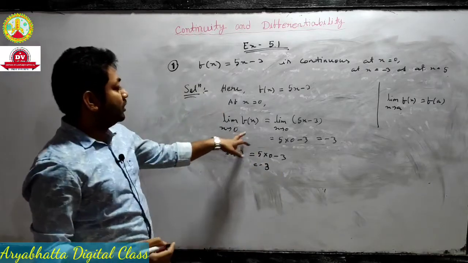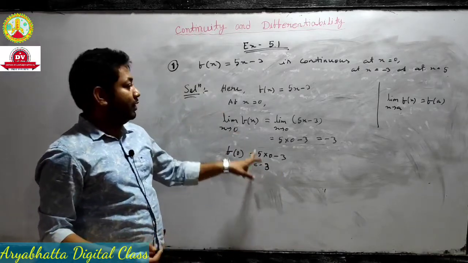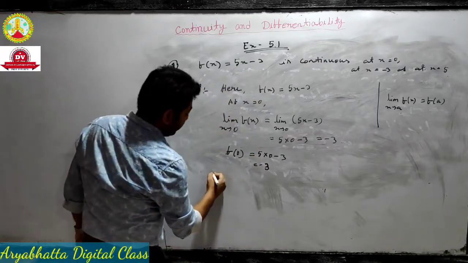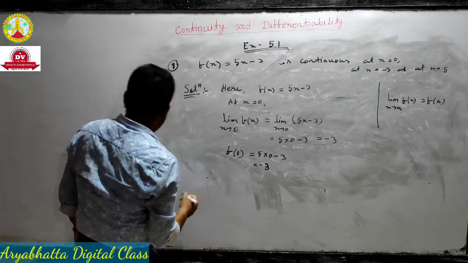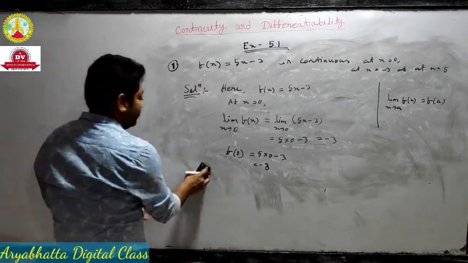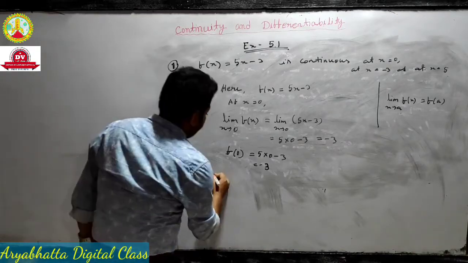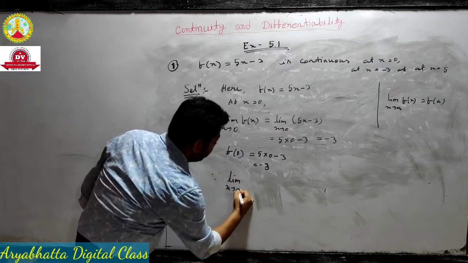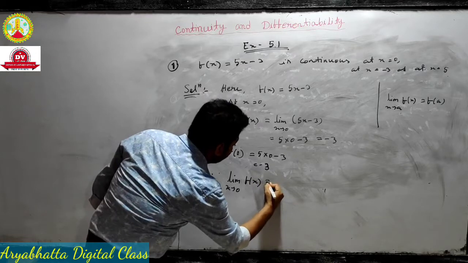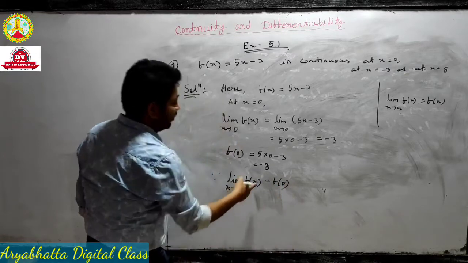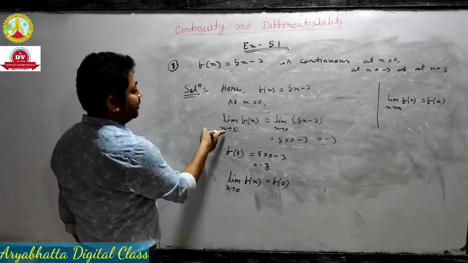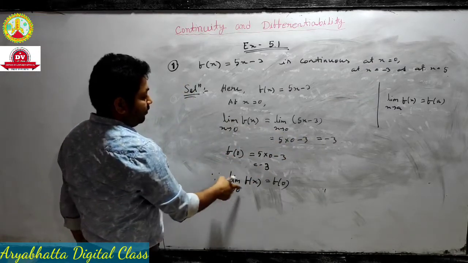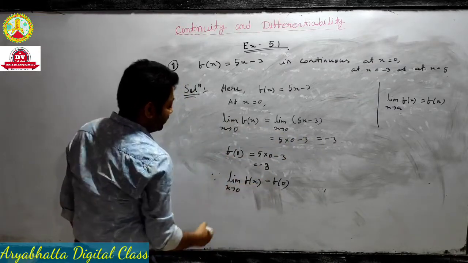Here limit x tends to 0, f of x is equal to f of 0. Therefore, this function f of x is continuous at x equal to 0, since limit x tends to 0, f of x is equal to f of 0. Here limit x tends to 0, f of x is equal to minus 3 and also f of 0 is equal to minus 3. Therefore, this and this are equal.